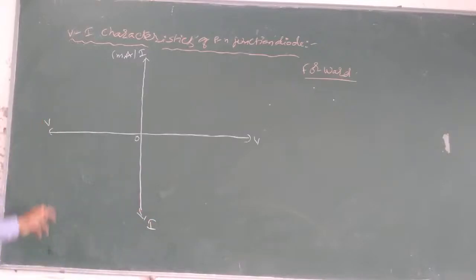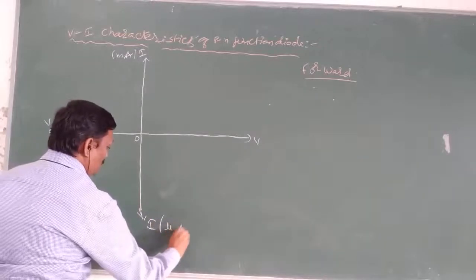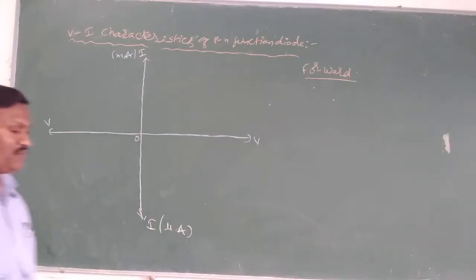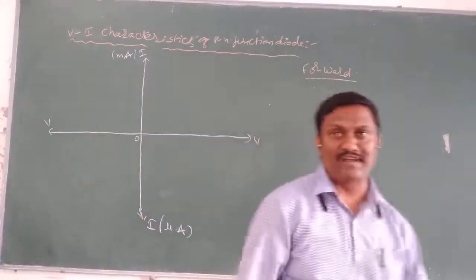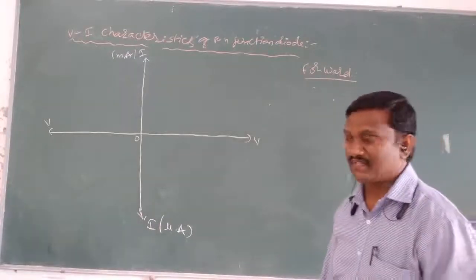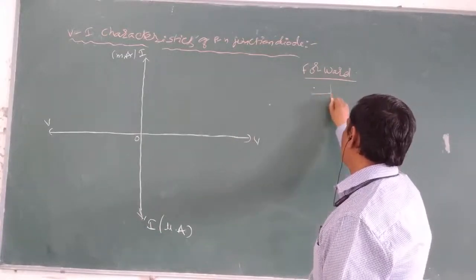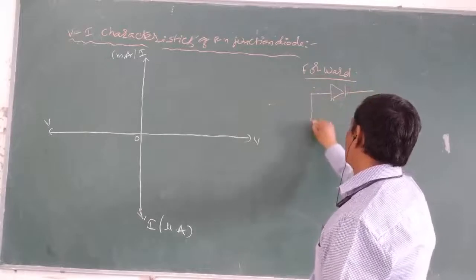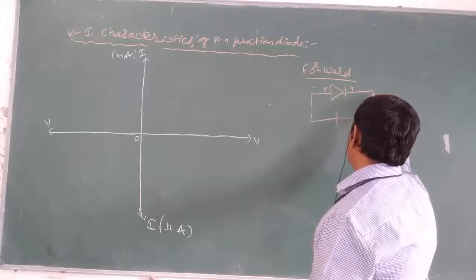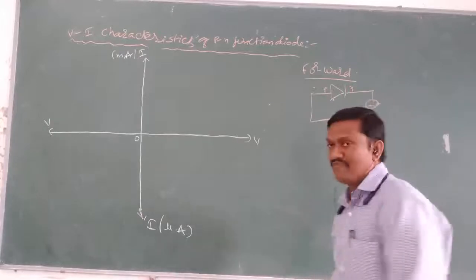But in reverse bias, the voltage is taken in order of volts and current is produced in order of microamperes. Now observe the VI characteristics of a PN junction in forward bias and in reverse bias. Forward bias: this is the symbol of a diode. The P region is connected to positive and the N region to negative. Here is a milliammeter, mA. It is a simple diagram of a forward bias.